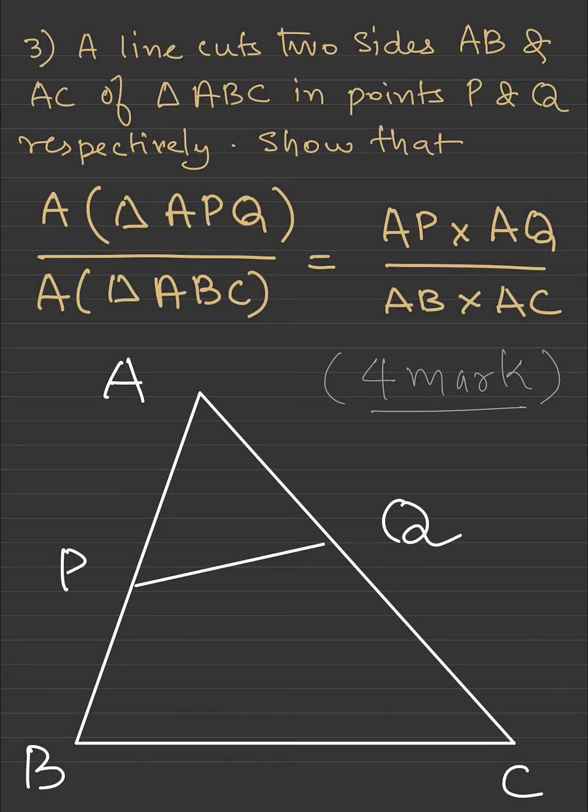Now you have to prove area of triangle APQ upon area of triangle ABC is equal to, now this will give you the answer, be careful here, AP upon AB and AQ upon the whole AC.